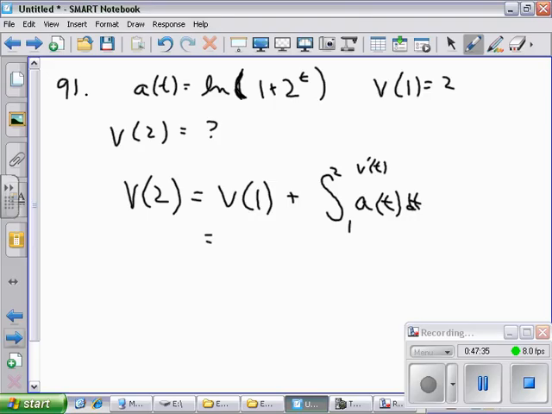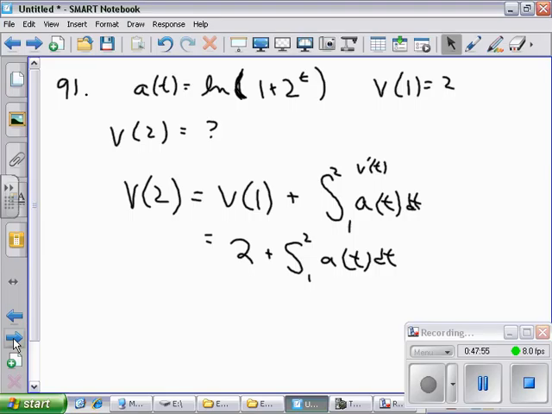So it's going to be 2 plus, well, I already have this, the definite integral. If I just integrate acceleration, it's going to give me the change in velocity, but I have to add it to how much I started with, what the velocity was to begin with. And we'll go to the calculator, of course, for this.